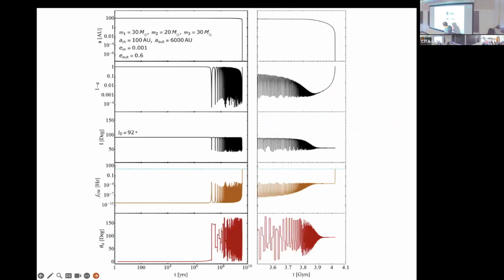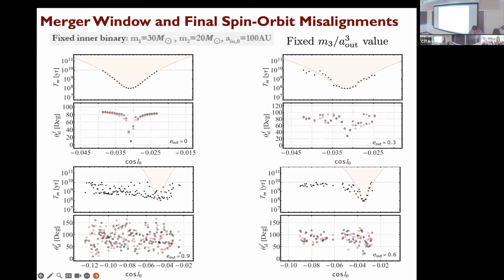The only new thing here is this angle between S, the spin of the black hole, and L of the inner orbit. Initially it's 0, and then it undergoes all kinds of things. This is log time, which is why it's squeezed here. Eventually, in this example, it undergoes crazy oscillation and settles down into a value close to 90 degrees.